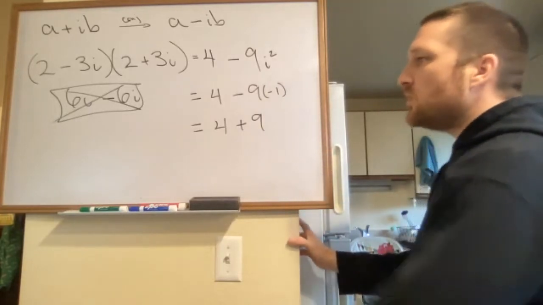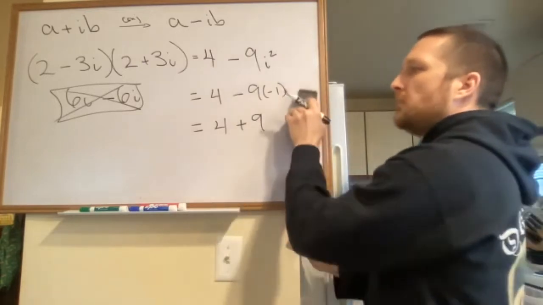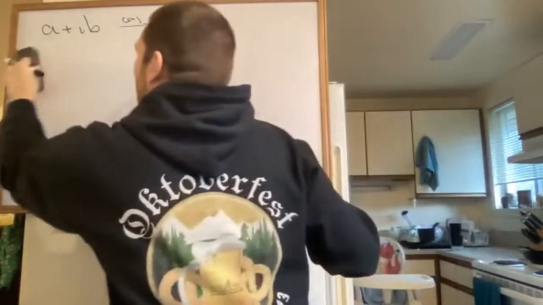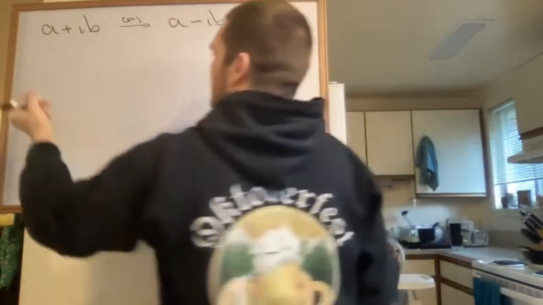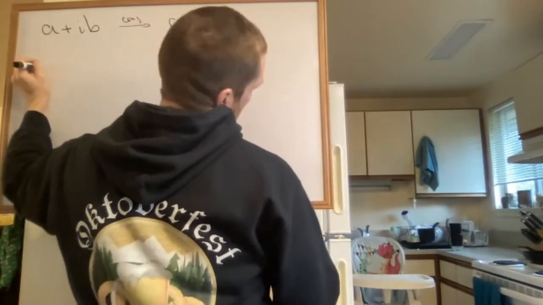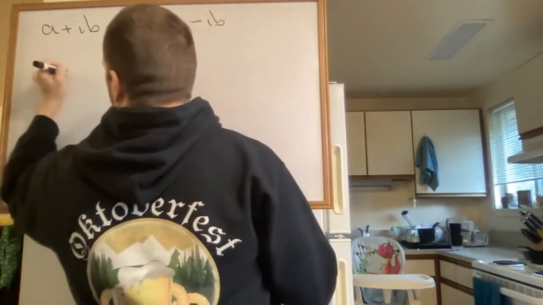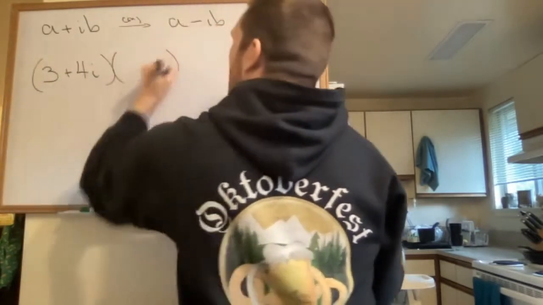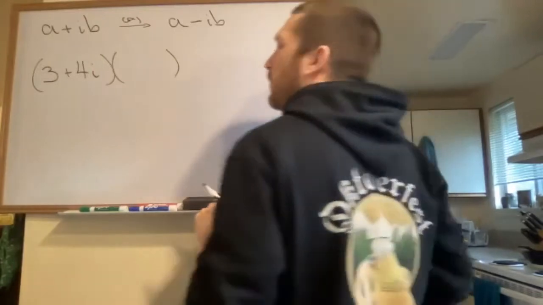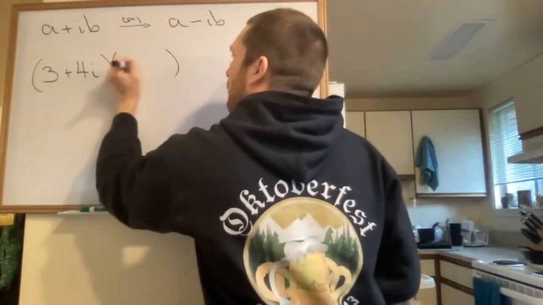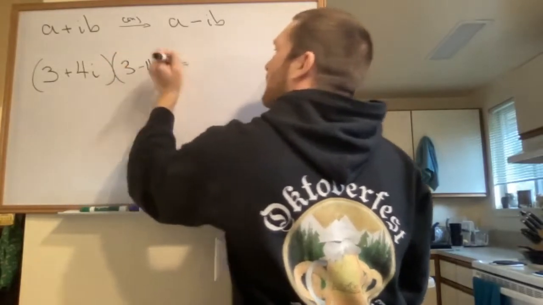Now let's do another one real quick. I want to take a complex number and multiply it by its conjugate. Let's do 3 plus 4i. And I want to multiply it by its conjugate. What is the conjugate of this? 3 minus 4i. All right.